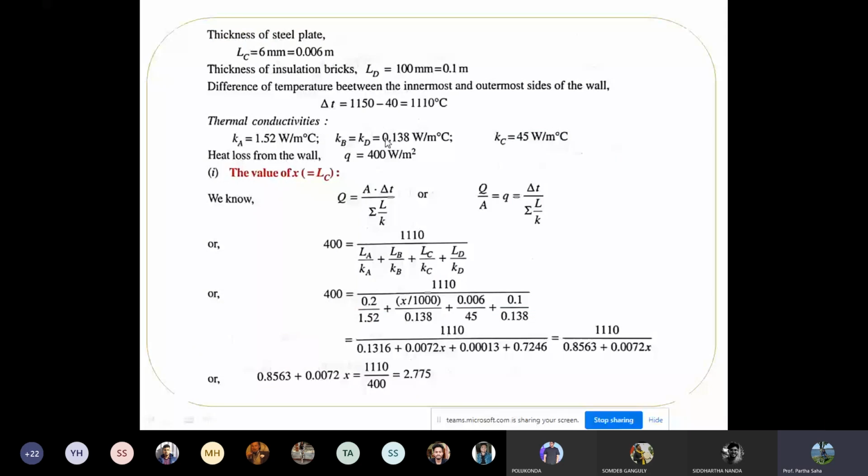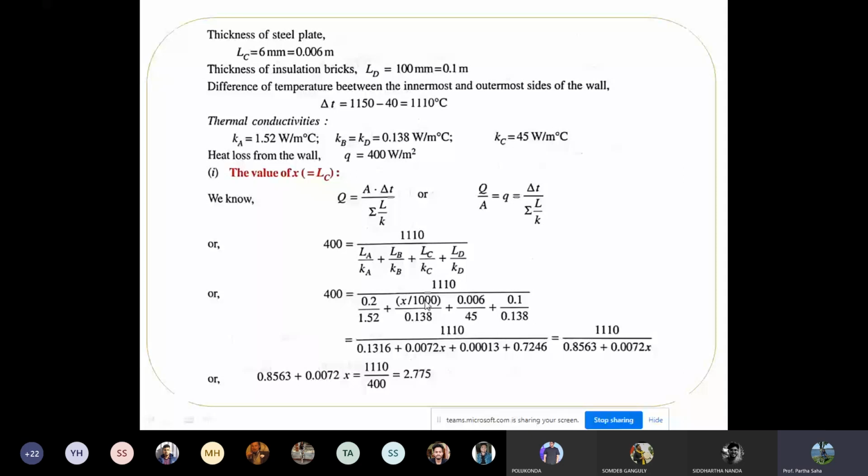So how to determine? We know Q equals A delta T by summation of thermal resistance, right? Or Q by A, which is actually heat flux, equals delta T by summation of thermal resistance. Temperature drop is 1100 C, and for each layer you can write this expression: LA by K, LB by KB, LC by KC, LD by KD. Q by A is already given, 400 watt per meter square. So you substitute this value. All the parameters are given except X.